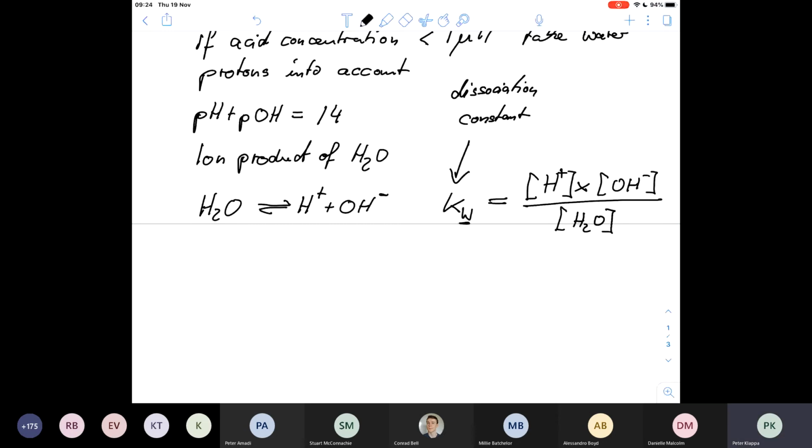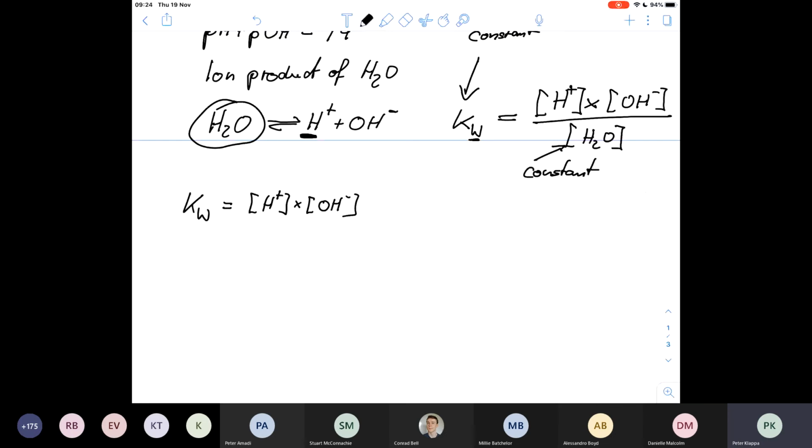We usually ignore the water concentration here because the water doesn't really dissociate. The concentration of H plus is so little that it hardly makes any dent in what it takes away. So we see this also as a constant, and we usually ignore that. So what we usually write then is Kw equals H plus times OH minus, right?